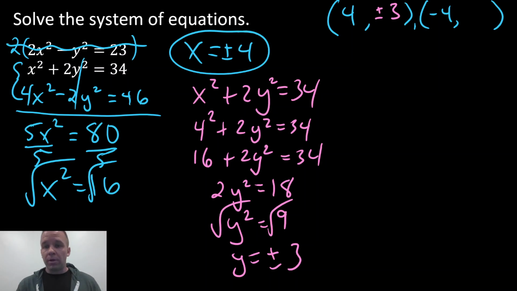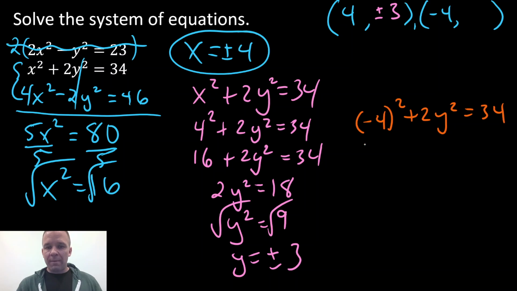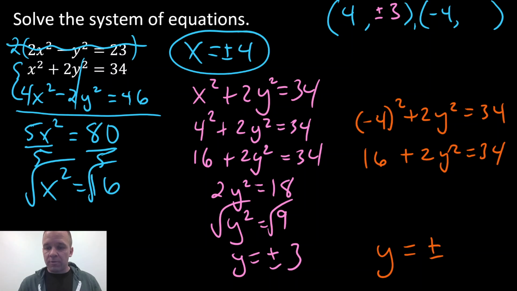Now the next one, let's do another color here. The next one I'm going to plug in negative 4. And if I use that same equation, I'm going to have negative 4 quantity squared plus 2y squared equals 34. Well, I'm going to end up with the same exact next line here, aren't I? There we go. I got the same thing. So should I get the same answer? Absolutely. We're going to get y equals plus or minus 3. So I have negative 4 comma plus or minus 3 then. So I actually have 4 possible solutions here. How the heck is that possible?